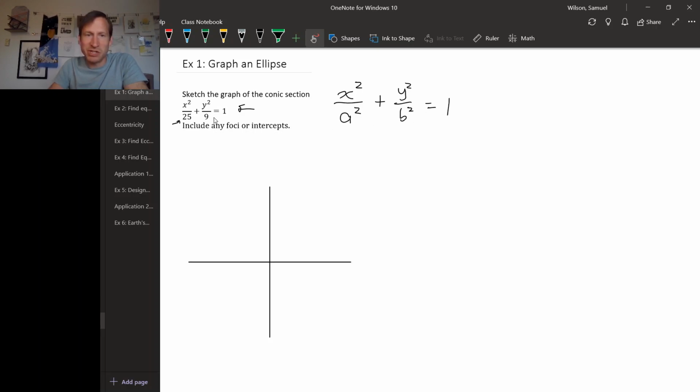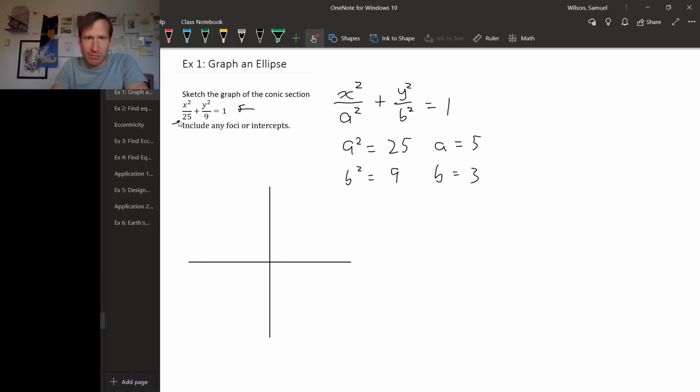So comparing the equation we have to our template here, it looks like a squared is 25. And that means a, our semi-major axis, is 5. And b squared is 9. And that means our semi-minor axis is going to be 3. All right, so now we can sketch the ellipse.